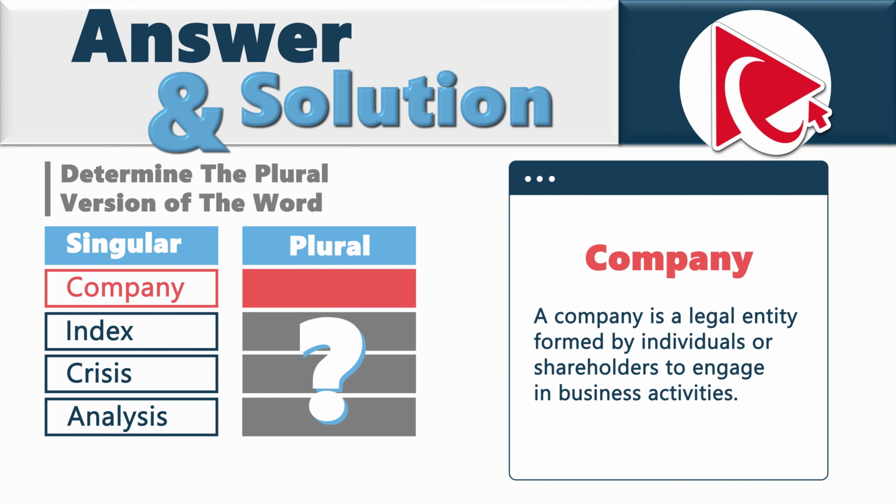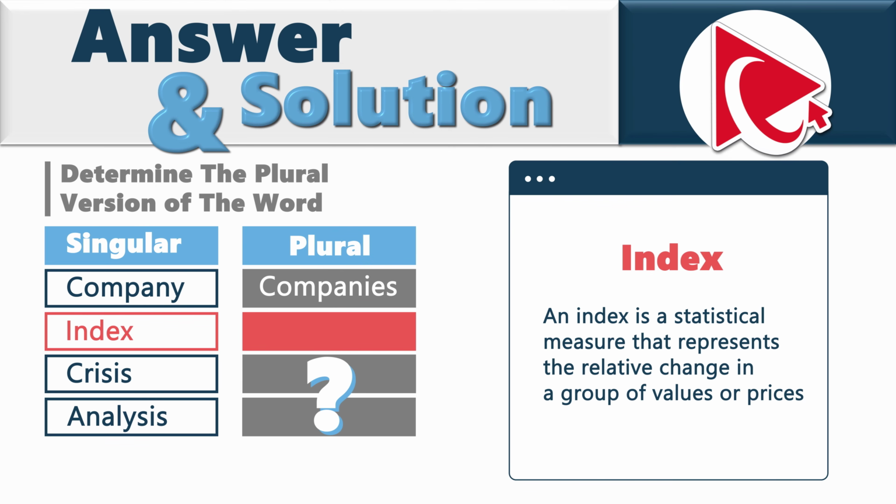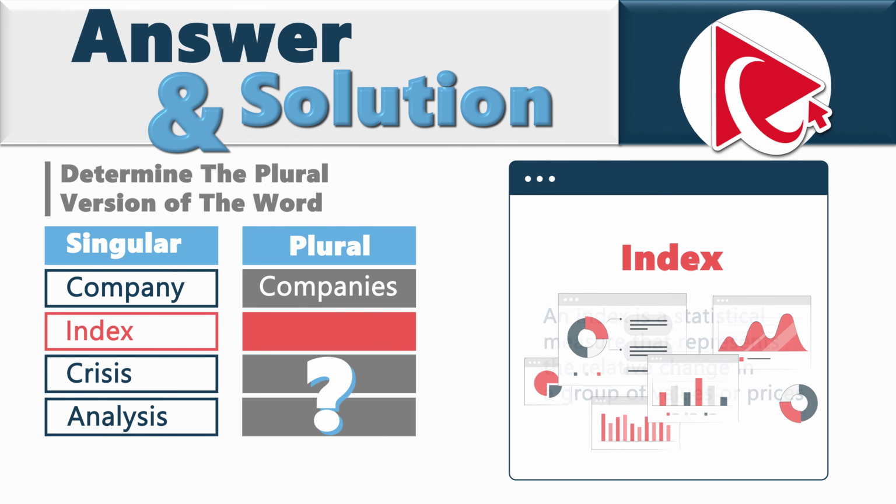Company is a legal entity formed by individuals or shareholders to engage in business activities. And the plural version for company is spelled as C-O-M-P-A-N-I-E-S and is pronounced as companies. Index is a statistical measure that represents the relative change in a group of values or prices. The plural version for index is spelled as I-N-D-I-C-E-S and is pronounced as indices.